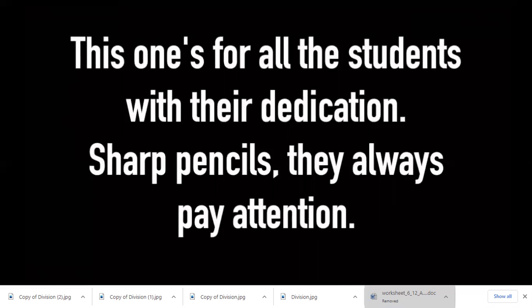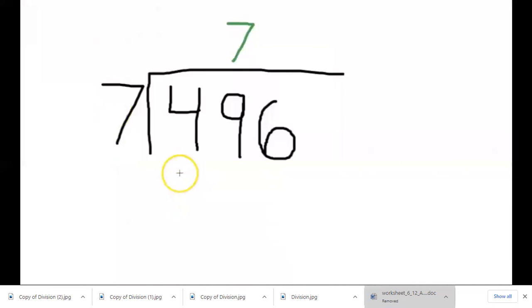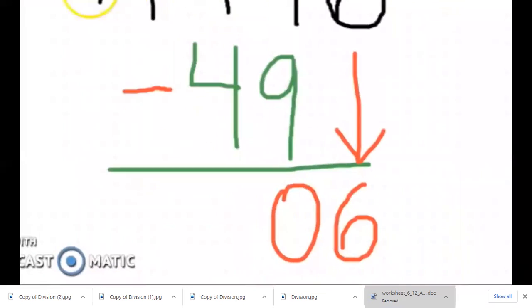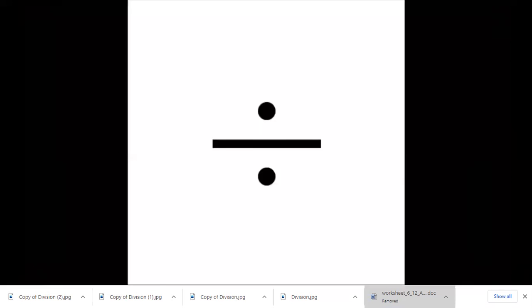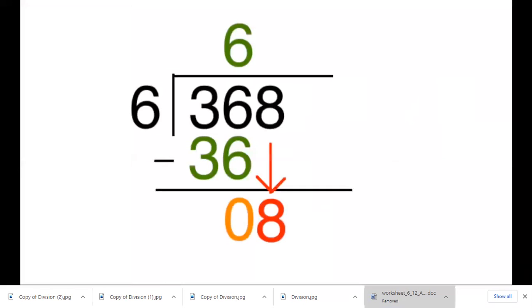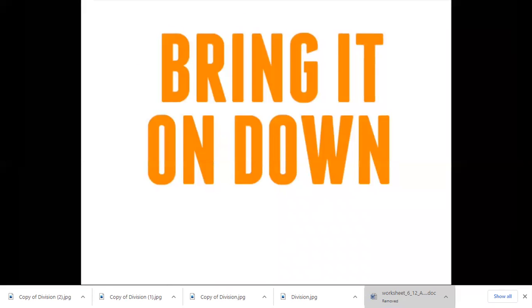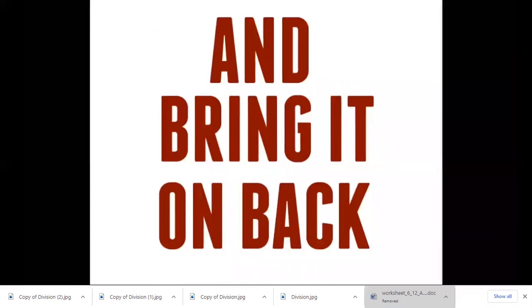This one's for all the students with the dedication, sharp pencils. They always pay attention. They work hard, man. They never quit. When there's a problem, this kid can solve it. 7 fits into 49 7 times. 7 times 7 is 49. 49 minus 49 is 0. Do it again. Divide, multiply, and subtract. Bring it on down and bring it on back.